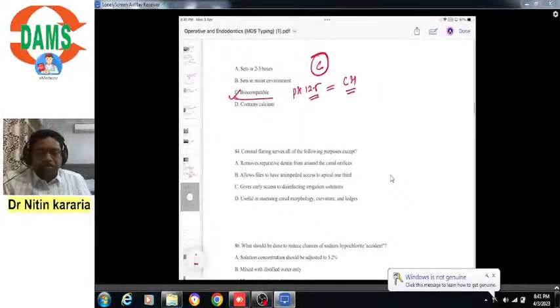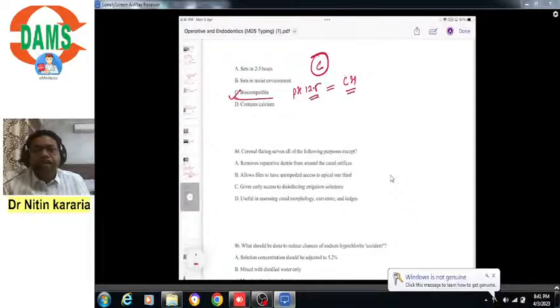The coronal flaring serves all of the following purposes except... Coronal flaring means it is talking about a cleaning and shaping procedure. We flare the coronal 1/3 of the root canal. It removes reparative dentine from around the canal orifice. It allows files to have unimpeded access to the apical 1/3. It gives early access to disinfecting irrigating solutions, and it is useful in assessing canal morphology, curvature and ledges.